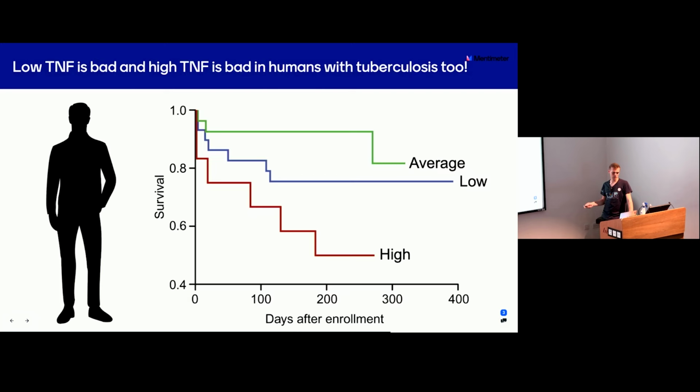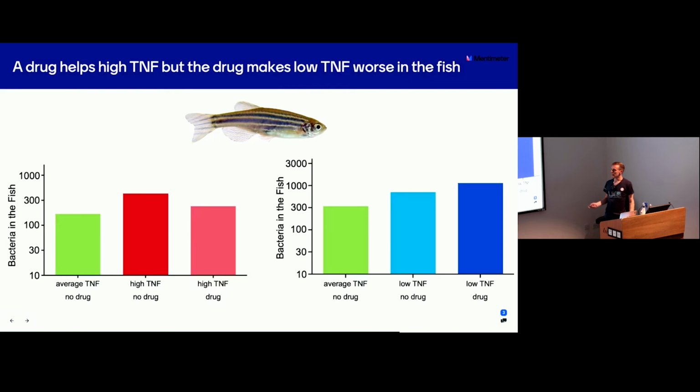So then we went back to the fish, and we found a drug. This is just bacteria in the fish: with an average amount of TNF, the bacteria are able to grow. A high amount of TNF, the bacteria can grow better. And then if you treat the ones that make high TNF with this drug, they go down a bit. But with the low group, the ones that don't make enough TNF, the bacteria go up, and then if you give them the drug, it goes up again. So the drug is bad for low TNF, but the drug is good for high TNF.